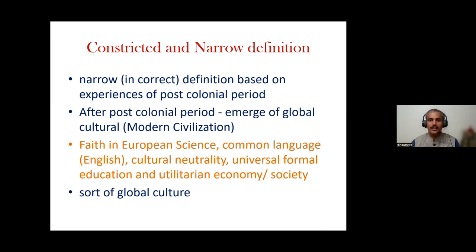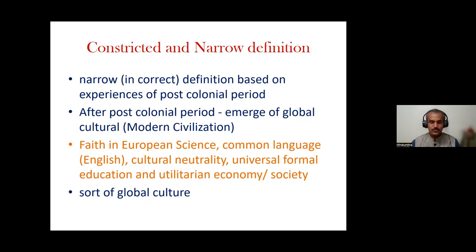An emergence of a common language, which is English. And another cultural norm which came is cultural neutrality. That means you should not boast about where you come from. You should behave as if you're a global citizen. You should not talk about heritage and your roots. Another common notion that came is universal formal education, and the utilitarian economy came into the society. So these all form a kind of global culture. Wherever we go in the world, we see these kinds of features.